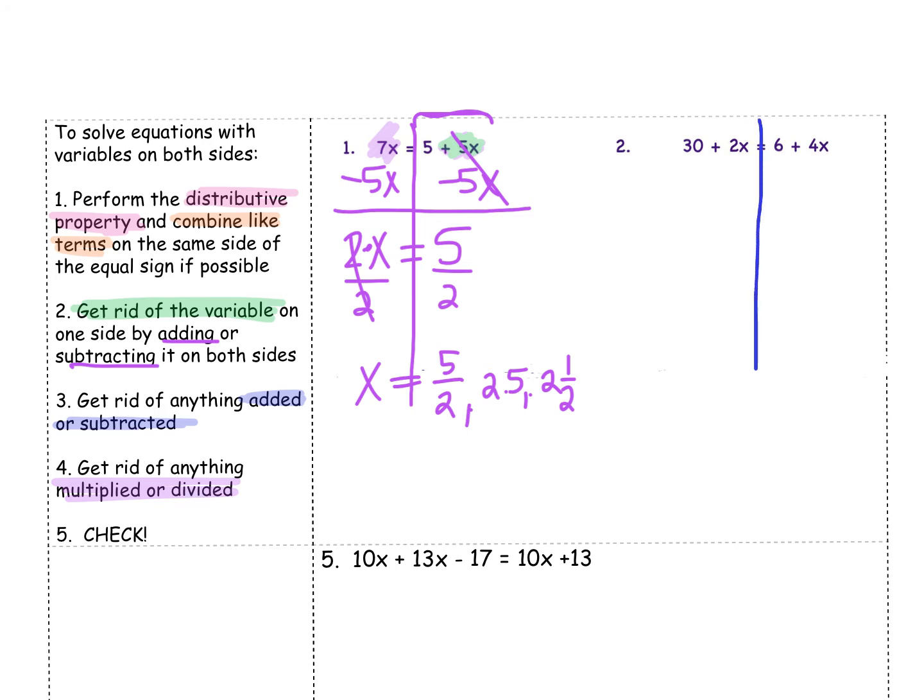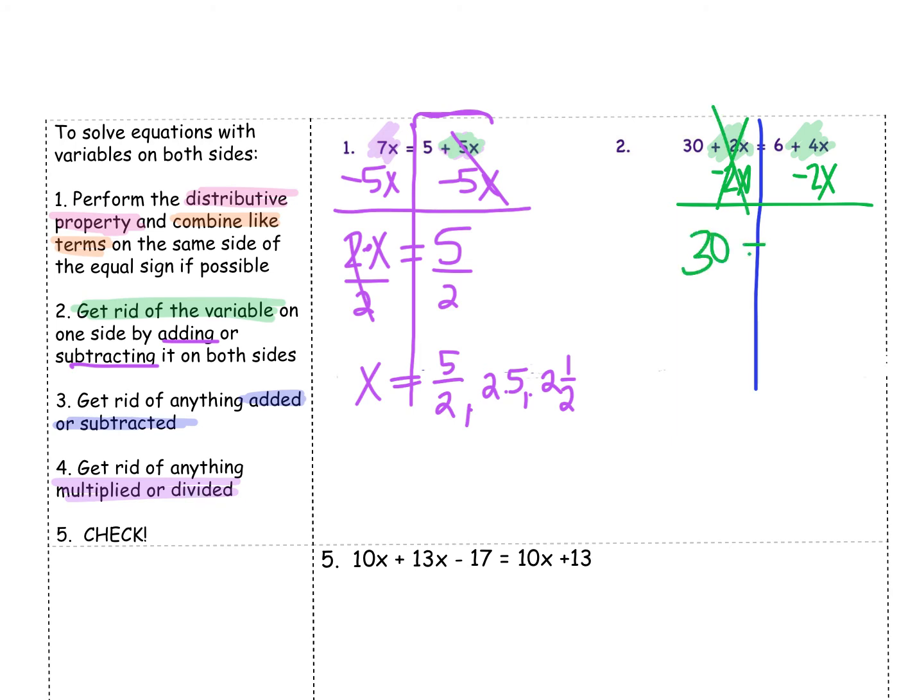Draw your line down the middle. And then we start by going through our steps. Distributive property. Don't have any. And then it says combine like terms. We don't have any of that either. The next step is to get rid of the variable with adding or subtracting. So I wanted to look at my variables. I have a positive 2x and a positive 4x. Move the smaller one. It makes it easier. So instead of saying plus 2x, I'm going to say minus 2x. Oops. That should be a minus 2x on both sides.